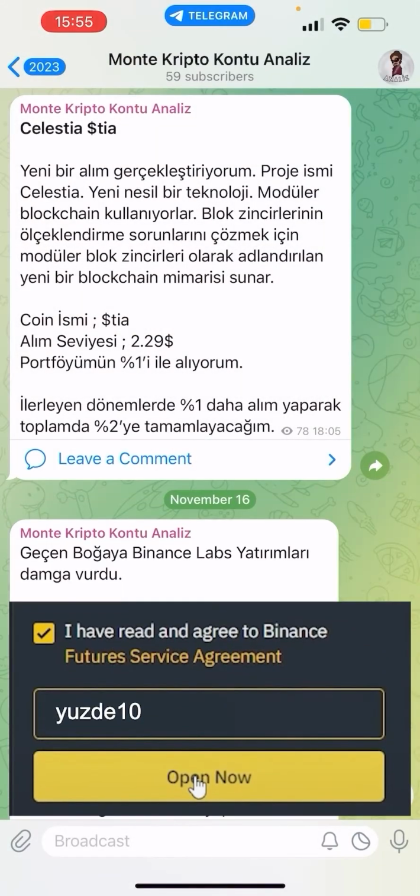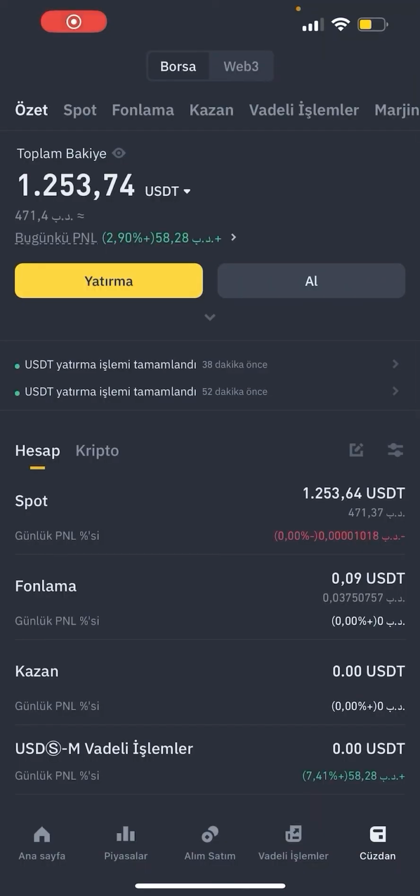Now I clicked on the wallet at the bottom right and here is my wallet summary. There are actually two separate wallets that you need to know. One of them is the spot wallet and the other is the futures wallet. Look, I have $1,250 in my spot wallet right now. There is $0 in futures. There is no money in the futures wallet, so I need to transfer money.